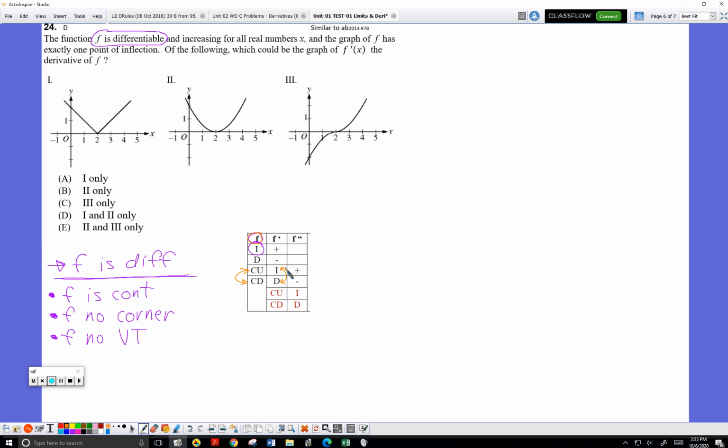Which of the following could be F prime? I need somebody else to talk. I just need somebody to talk. Who's willing to start talking?